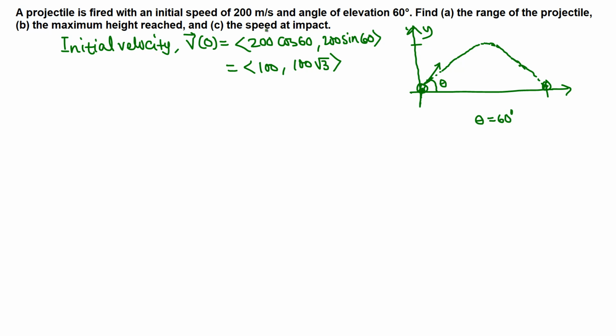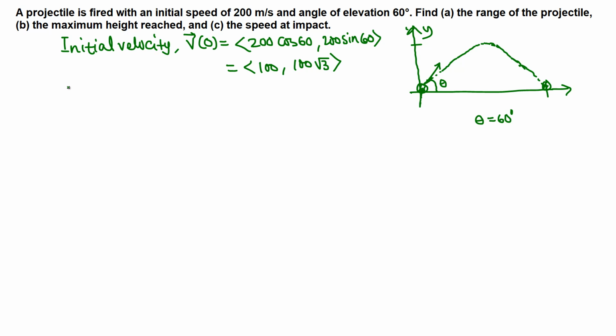By the way, speed is the magnitude of the velocity. In this case, the initial velocity, when time is 0, is the initial speed times cosine of the angle, that's 60. So 200 cosine 60 comma 200 sine 60. Cosine 60 is 1/2, so 100. Sine 60 is √3/2, so 100√3.